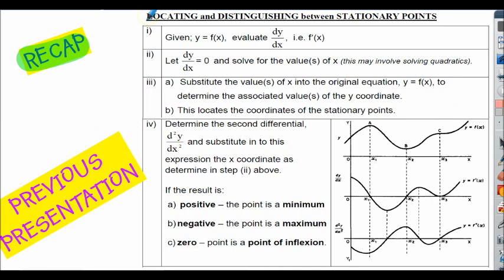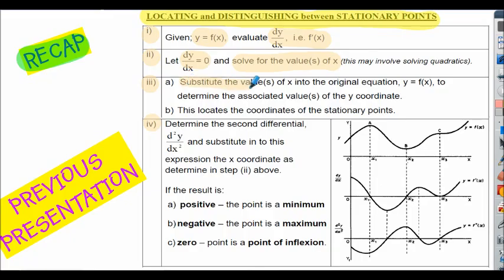Here's another recap slide from the previous presentation. This slide shows the process for locating and distinguishing between stationary points. As shown here, essentially we have 4 steps in the process. In step 1 we were given the equation, function of x. We differentiated this to find the first differential. We equated it to 0, solved for the values of x, generally 1 or 2 values to find.